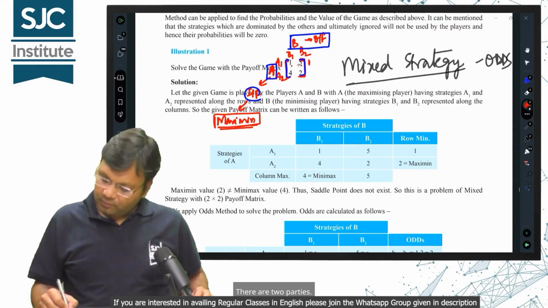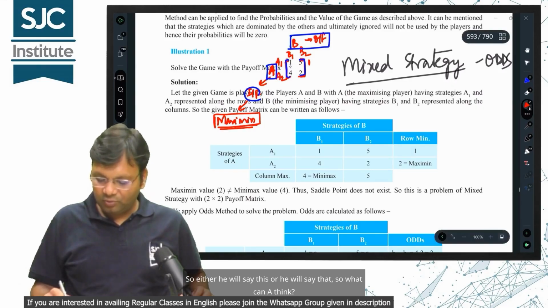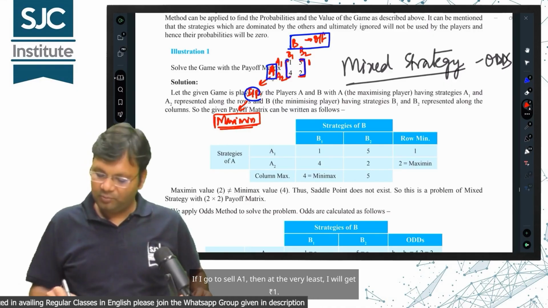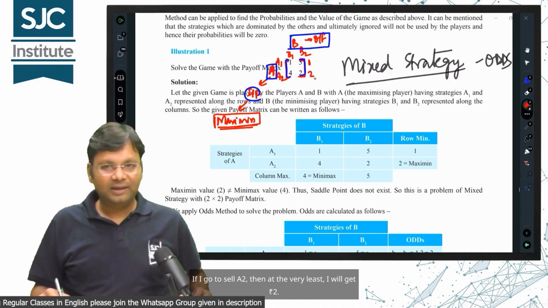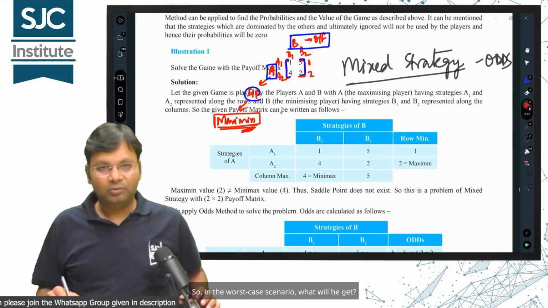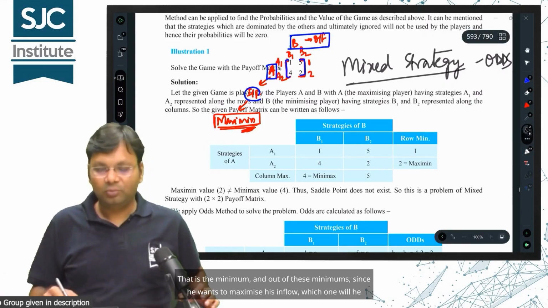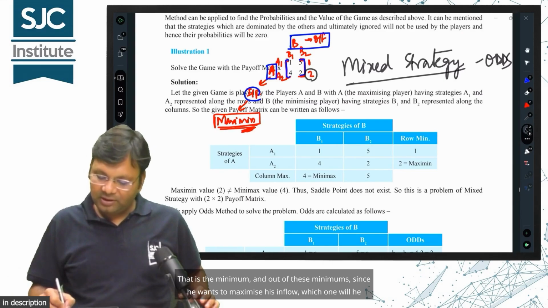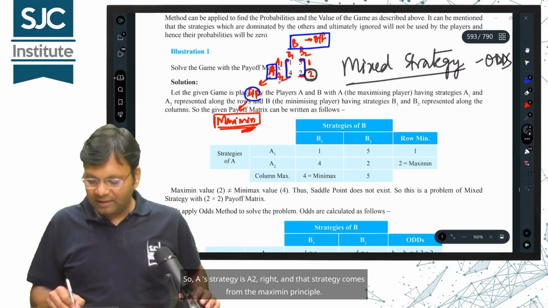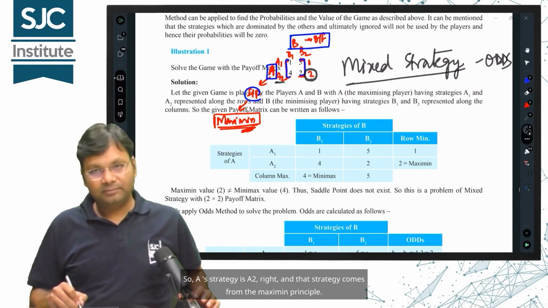Anything can happen. There are two parties. So either he will say this or he will say that. So what can I think? If I go to sell A1, then at the very least, I will get 1 rupee. If I go to sell A2, then at the very least, I will get 2 rupees. So, in the worst case scenario, what will he get? That is the minimum, and out of these minimums, since he wants to maximize his inflow, which one will he choose? For his own benefit, he will choose 2. So, A's strategy is A2, and that strategy comes from the maximin principle.